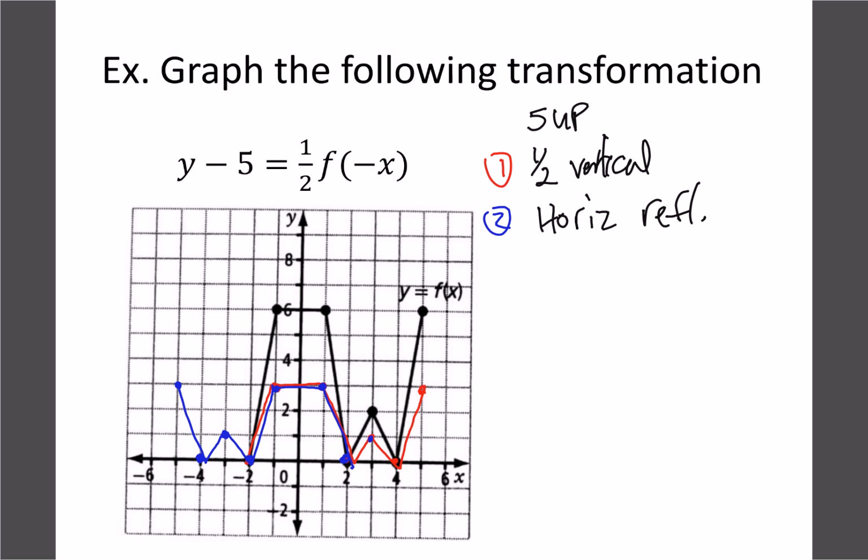And now the last step is do our 5 up. So take every one of these coordinates, move them up 5. And just plot those points just to make sure you don't mess it up. And we should be good. So our W will go like that, go over and down. So that would be our final graph for that one.